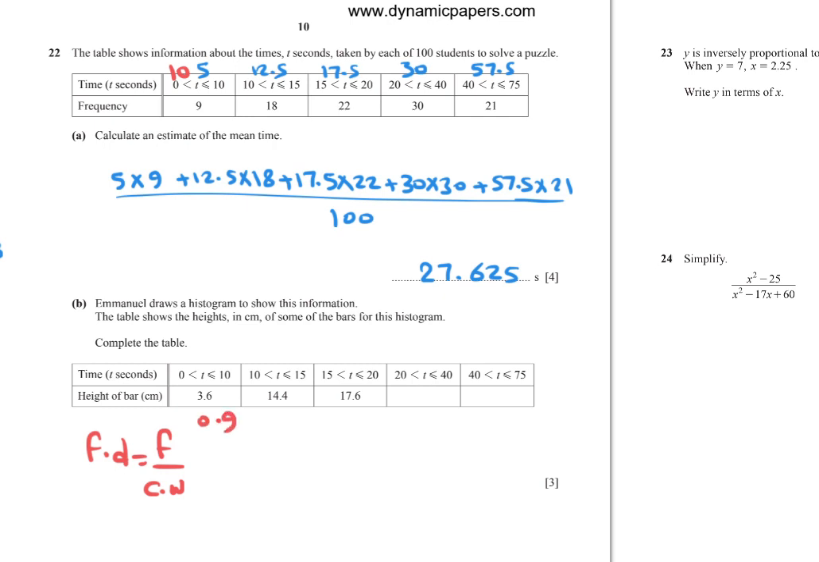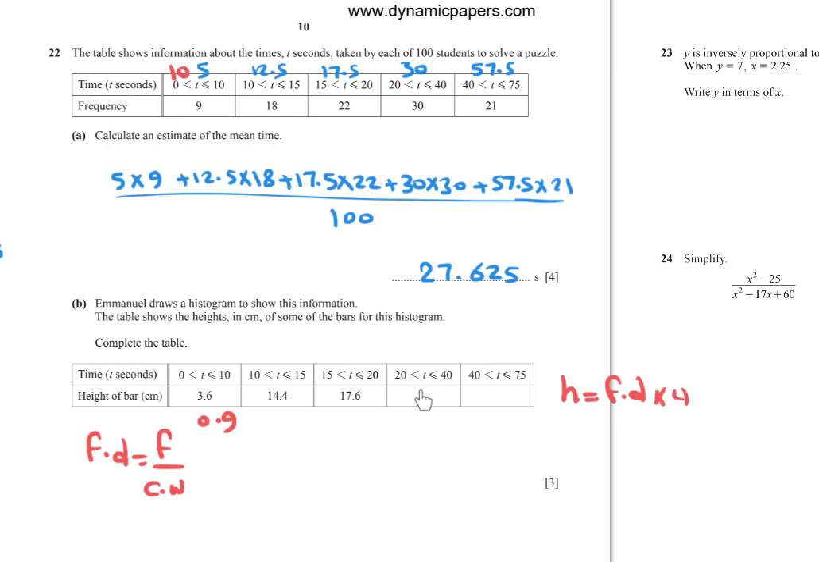Now find the relation between 0.9 and 3.6. 0.9 multiplied by what equals 3.6? You can divide 3.6 by 0.9, you get 4. So 0.9 multiplied by 4. So the height for the histogram is the frequency density times 4.